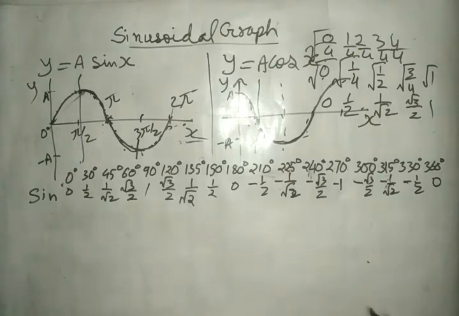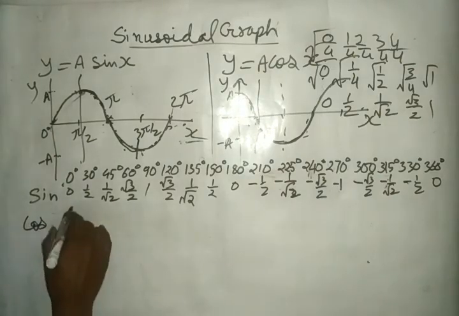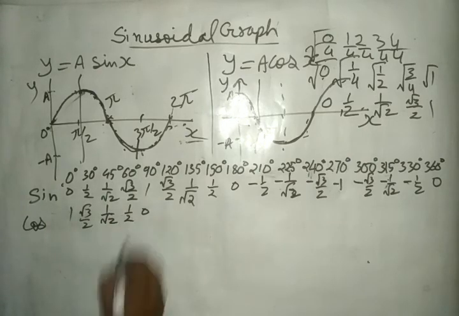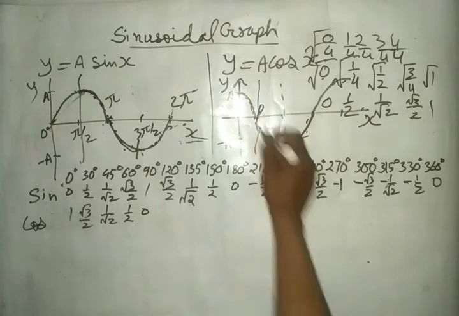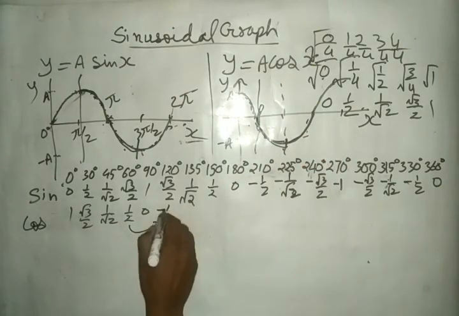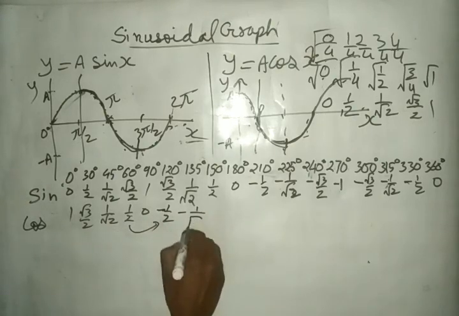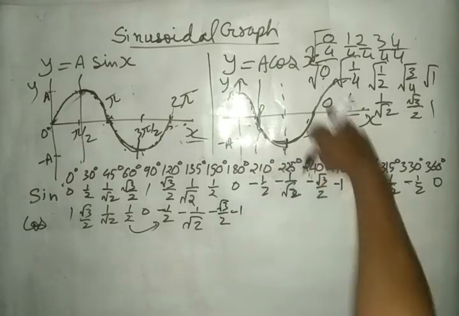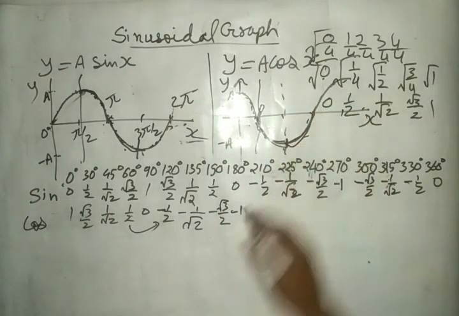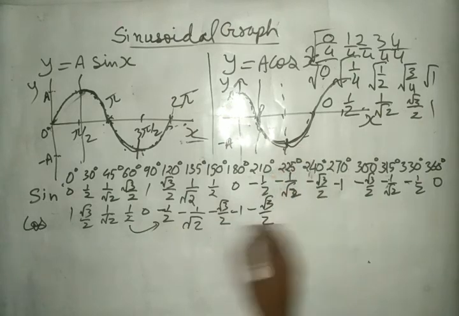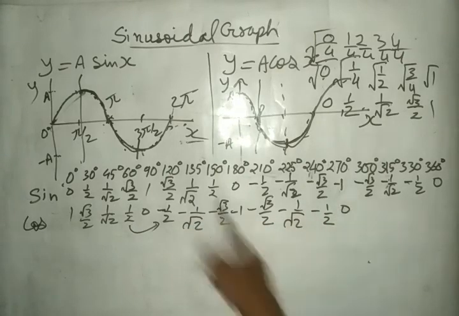In the same way, we can do it for cos: 1, root 3 by 2, 1 by root 2, 1 by 2, and 0. But for cos now, all the values will be negative. So just put the mirror image of these with a negative sign: minus 1 by 2, minus 1 by root 2, minus root 3 by 2, and minus 1. And again, all the values are negative, so we just have to flip these with their sign. Minus root 3 by 2, minus 1 by root 2, minus 1 by 2, and then 0.